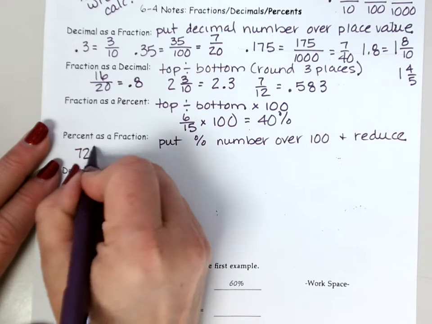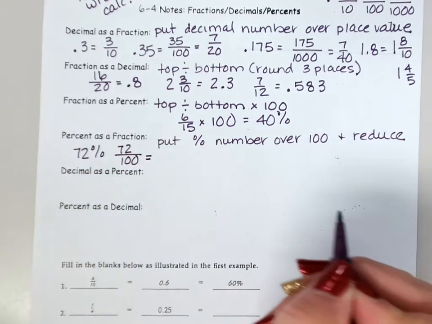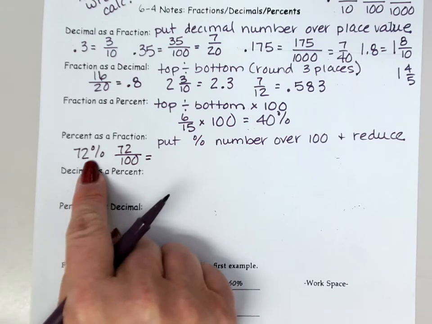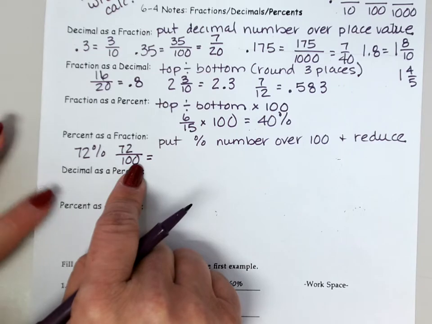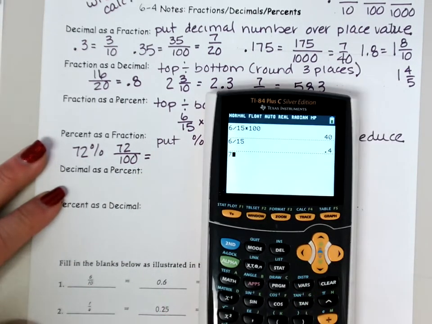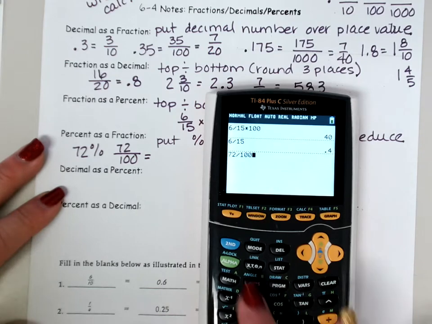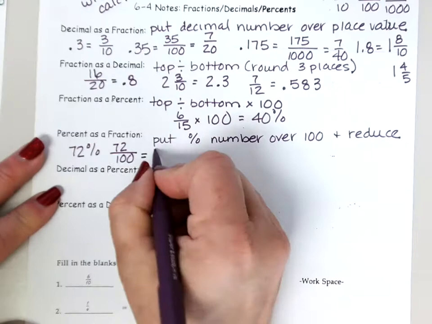So if I have 72%, I'm going to put the 72 over 100. Notice I no longer have the percent. This is out of 100, so I either use the percent to show it's out of 100, or I can make a fraction to show it's out of 100. And then I would reduce it. So if you want to do 72 divided by 100, math, enter, enter, that would be 18 over 25.